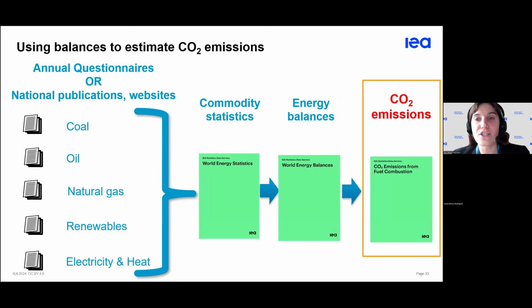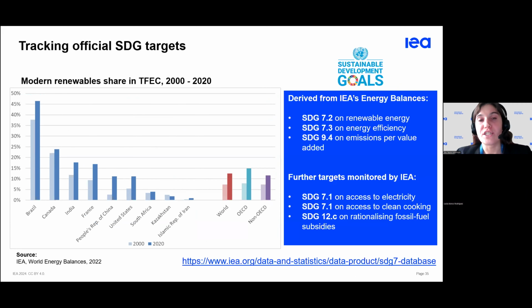Finally, energy balances can also be used to calculate CO2 emissions, which we won't discuss here, but of course are very important in terms of tracking climate goals. And energy balances are also used in the calculation of some of the sustainable development goals, such as the share of renewable energy in a country's energy supply.